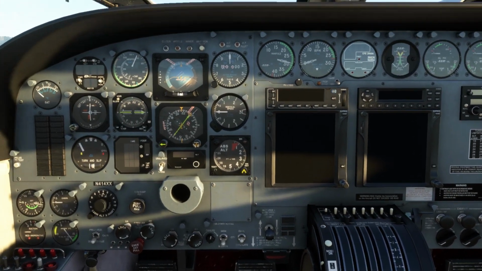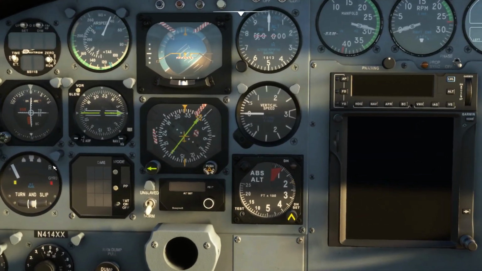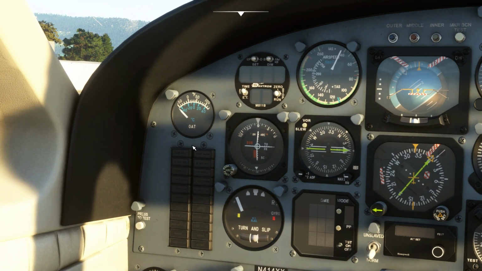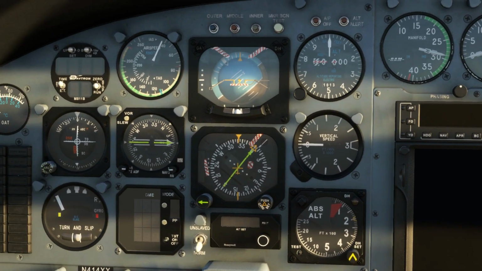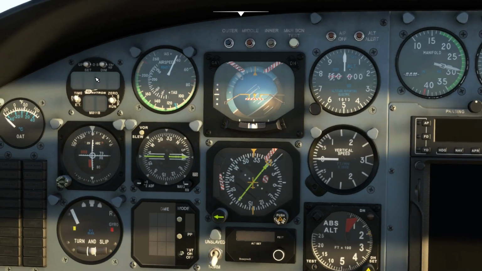Okay, now let's go here. This is the outside air temperature. It shows you the outside air temperature, in Fahrenheit over the top and in Celsius over the lower scale. Of course, it needs electrical power to work.